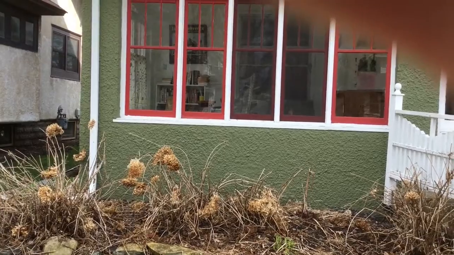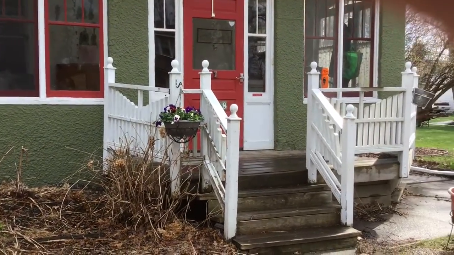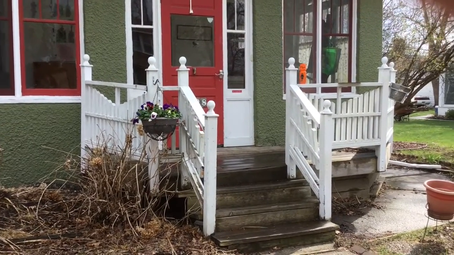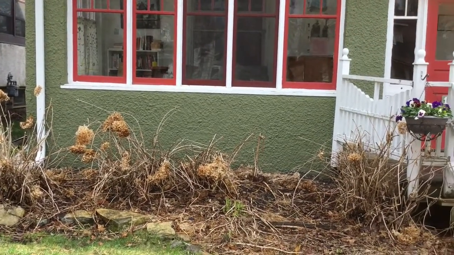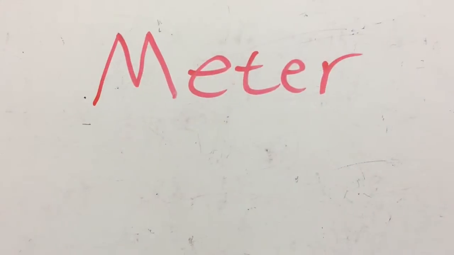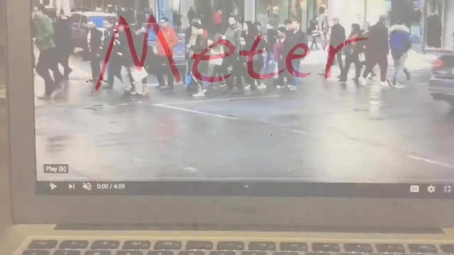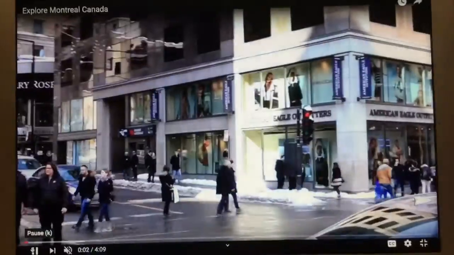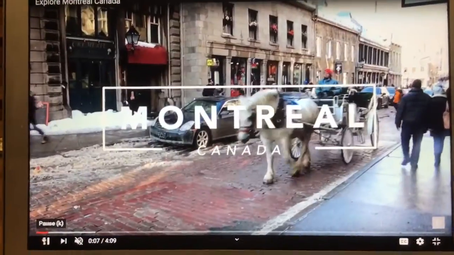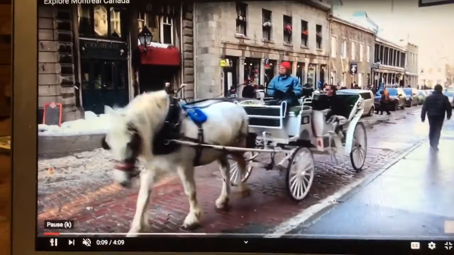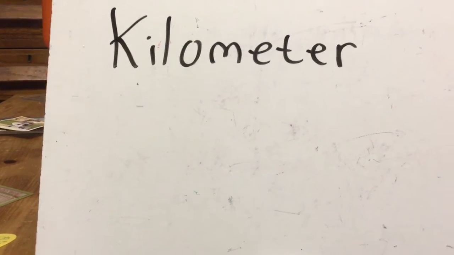How long is my front porch? There's that water bottle. Well, it's a lot longer than that water bottle. Meters seems to be the right answer to me. The correct unit to measure the length of my porch, meters. Okay, pretend we were going far away, like to Montreal, Canada. It's in another country. It's far away. What unit of measure would I use? That's right, kilometers.